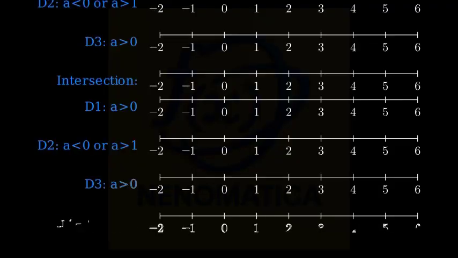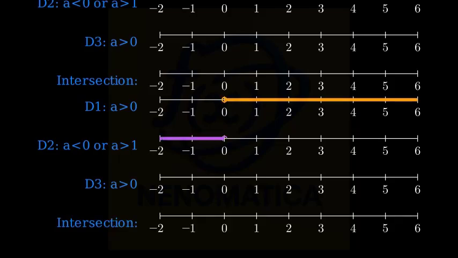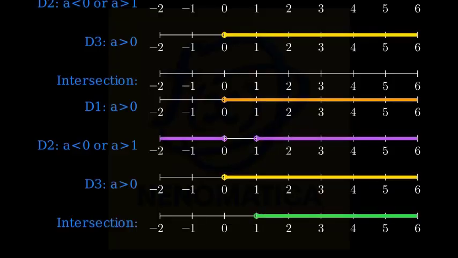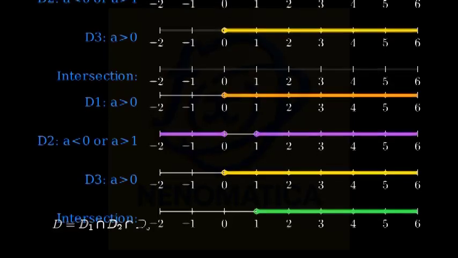First, D1 is from 0 to infinity. Next, D2 includes a less than 0 and a greater than 1. Then, D3 is again 0 to infinity. Intersecting all three gives 1 to infinity. Algebraically, the intersection is D equals D1 intersect D2 intersect D3, which simplifies to the interval 1 to infinity. Therefore, a must be greater than 1.